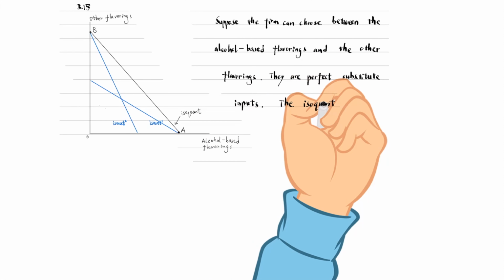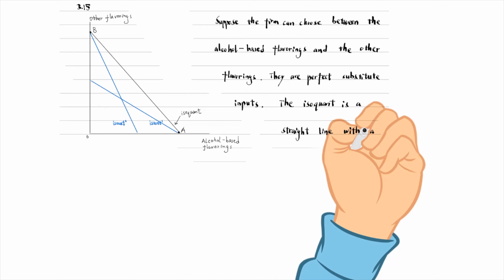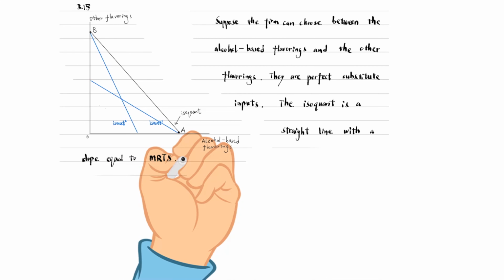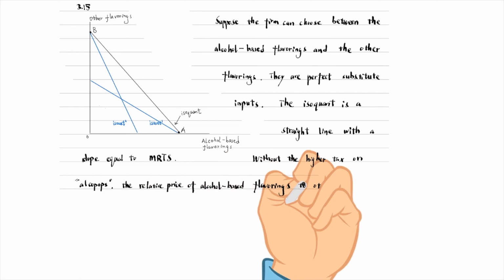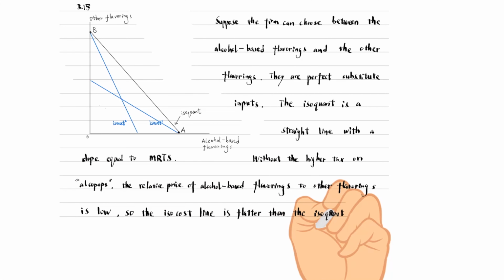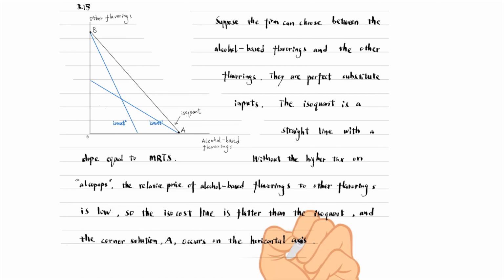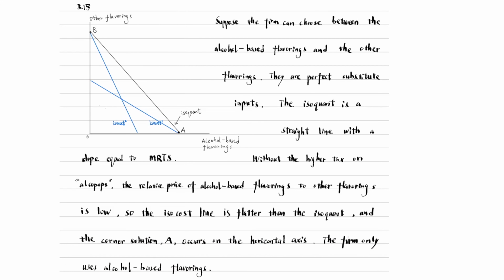The isoquant is a straight line with a slope equal to the marginal rate of technical substitution. On the other hand, the isocosts are straight lines with a slope equal to the relative price of the alcohol-based flavorings to the other flavorings. We need to compare the slopes of the isoquant and the isocost to find the corner solutions. Without the higher tax on alcopops, the relative price is low. So the isocost line, isocost 1, is flatter than the isoquant. And the corner solution, A, occurs on the horizontal axis. The firm only uses alcohol-based flavorings.